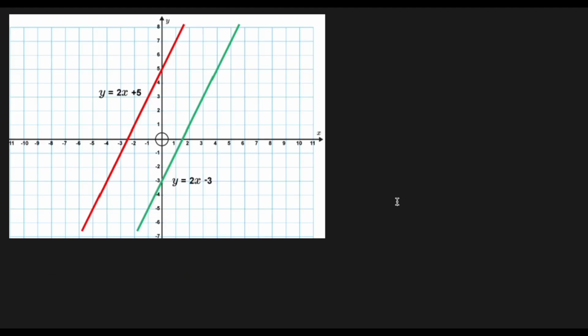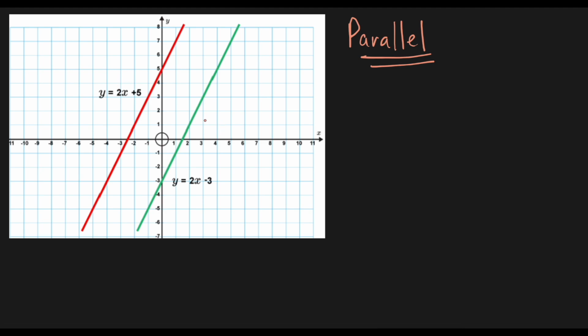So what we have here, two lines, right? What can you say about these lines in relation to each other? They're parallel. Excellent. Now, what is the y-intercept of the red one? 5. Excellent. So the y-intercept of the first one is 5. What's the gradient of the first one? 2. Nice. So the gradient of the red one is 2.